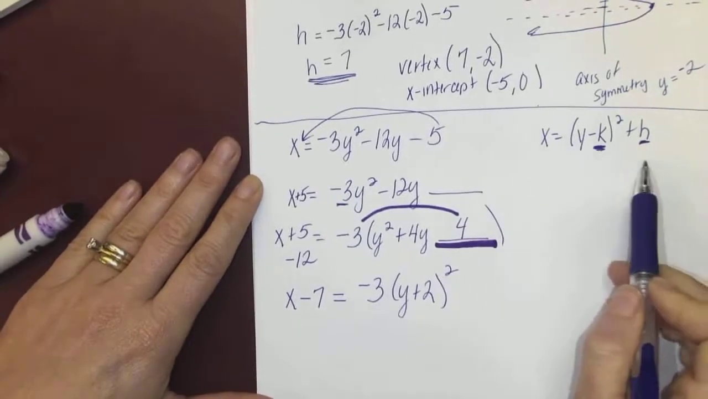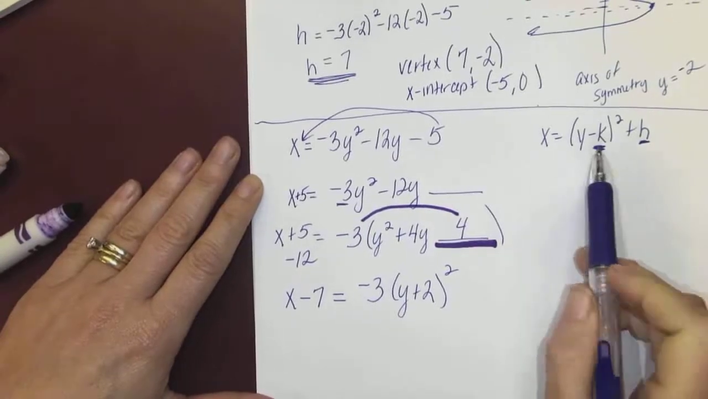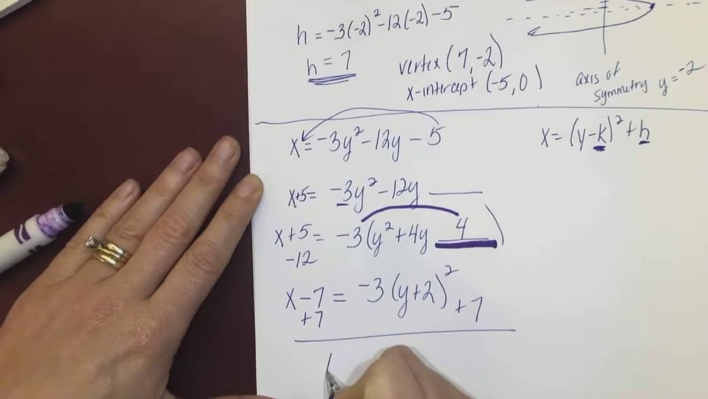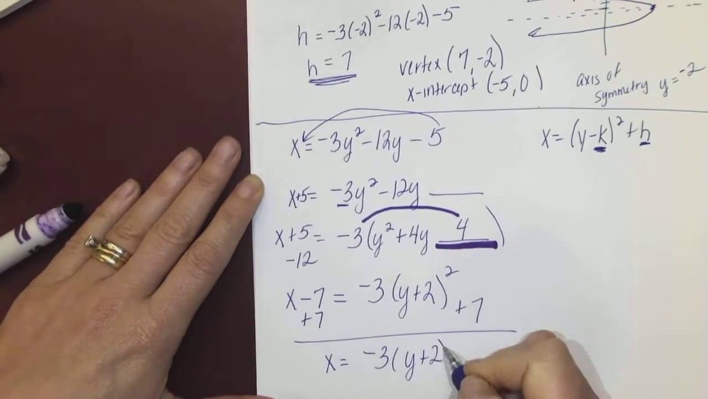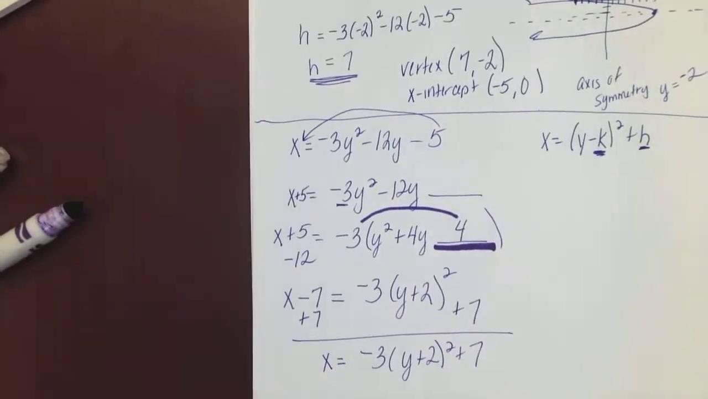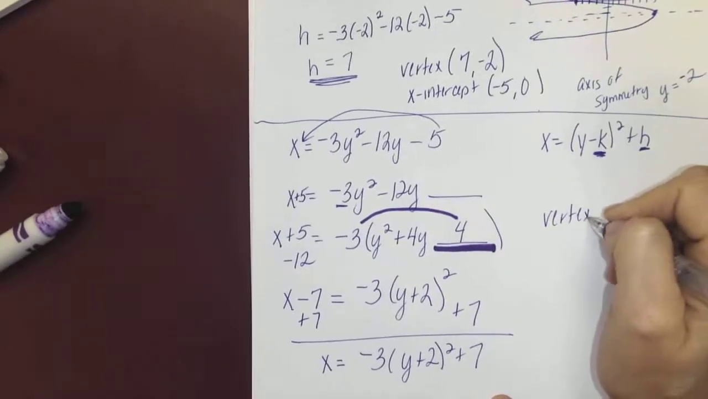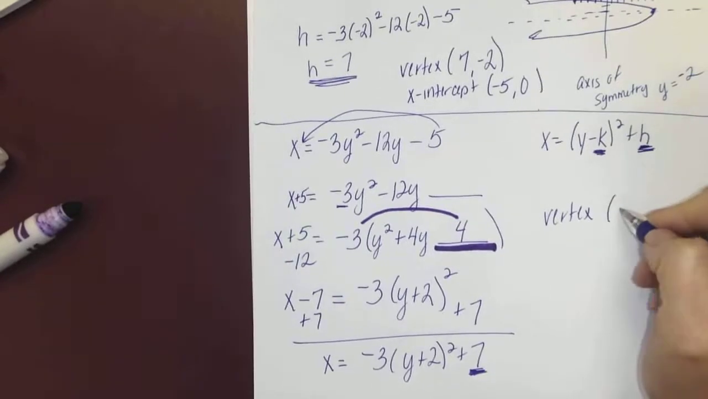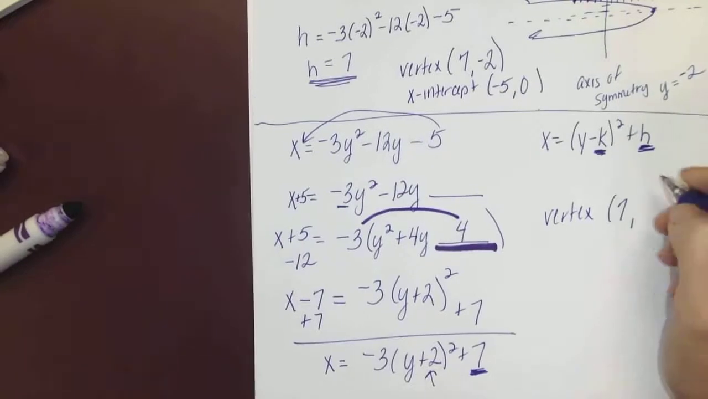I would like to get it in this form. I know some books will allow you to keep it there. I like it to be x equals. So I'm going to add 7 to both sides. X equals -3 (y plus 2) squared plus 7. So now I'm in the correct form. We just need to be careful when we're doing our vertex, because our vertex is the h, which is hanging on the end. That one we keep the same. And then the y value is the opposite of what's in parentheses, which would be -2.